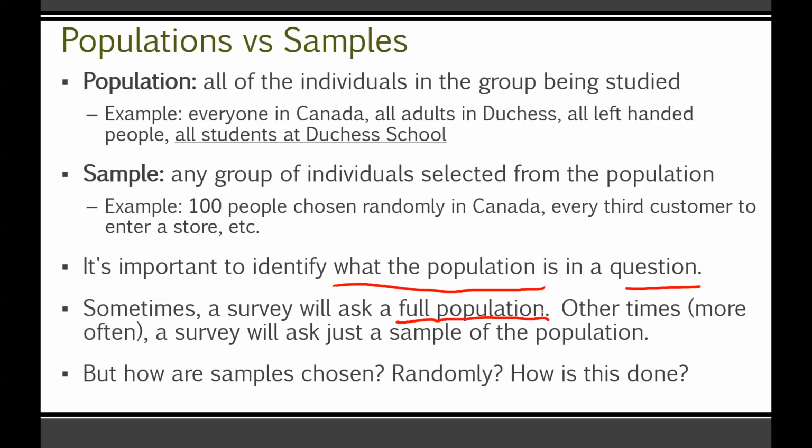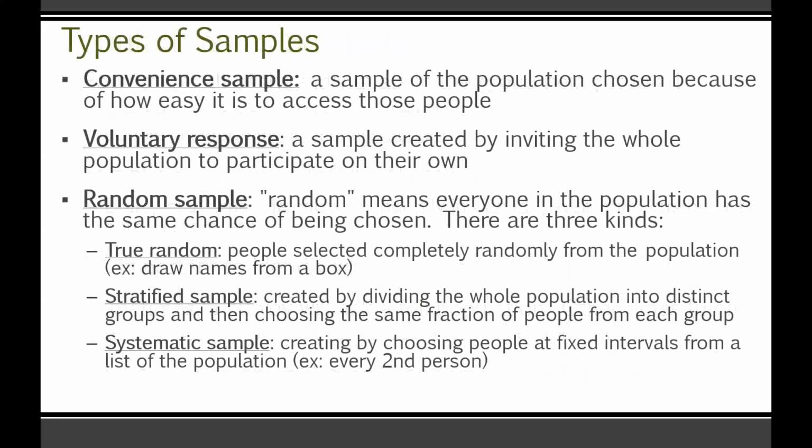So that would have been a survey that was actually looking at a full population rather than just a sample. Now, other times, and it's actually more often, a survey will just ask a sample of the population. They won't ask literally every single person they're wondering about in the whole population. They're just going to ask a small selection. But here's the real kicker. How are samples chosen? Do we do it randomly? And if so, if we're just doing things randomly, how is that done? That's what we're going to focus in on. So there's about, you could argue, 5 different types of samples that we have here, and you will have to understand the difference between all 5.